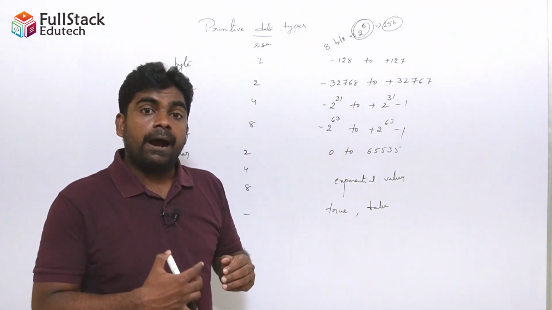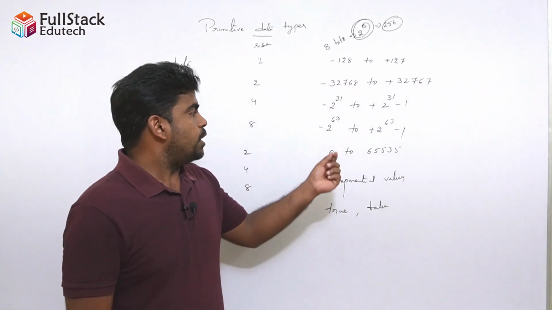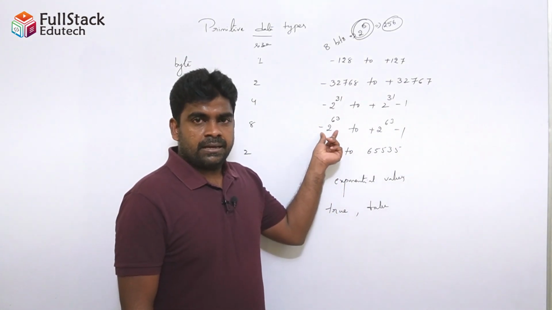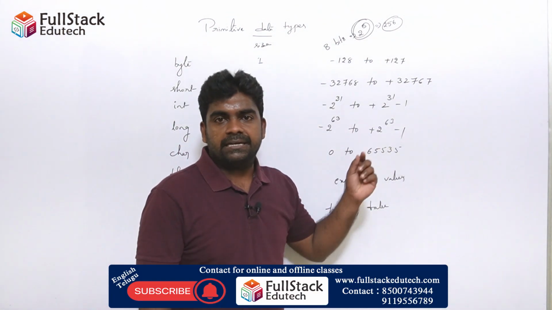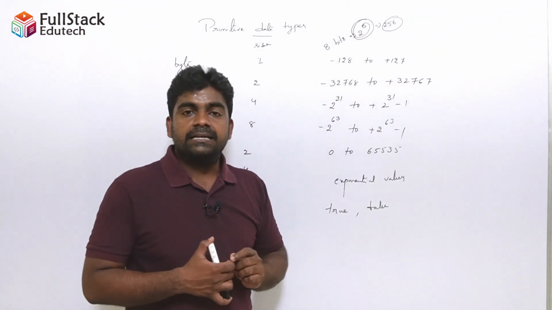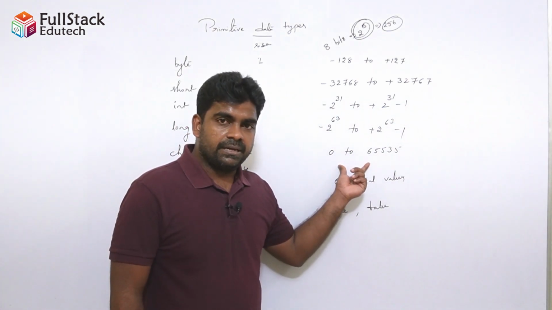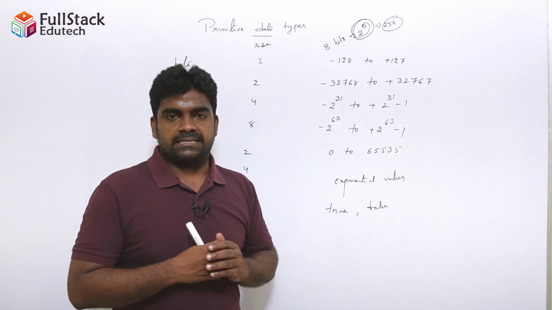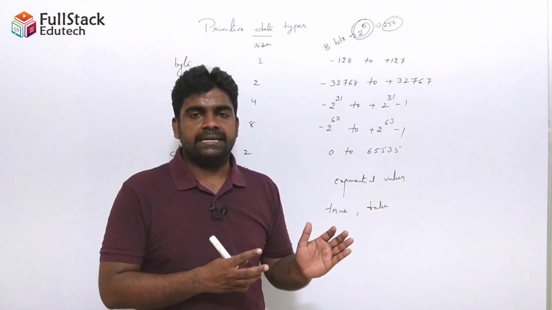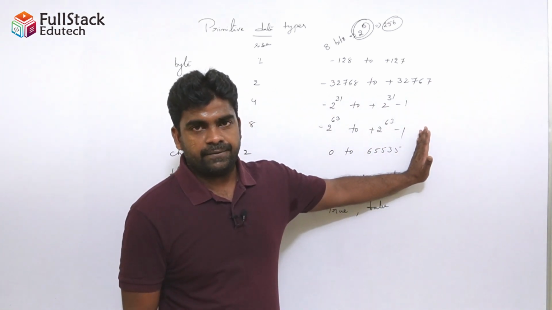If it is long, 8 bytes, 8 into 8, 64 bits. So minus 2 power 63 to plus 2 power 63 minus 1. Character is a Unicode character system. Unicode character system is 2 bytes memory. So up to 65,536. There is no negative representation. So starting from 0 to 65,535.